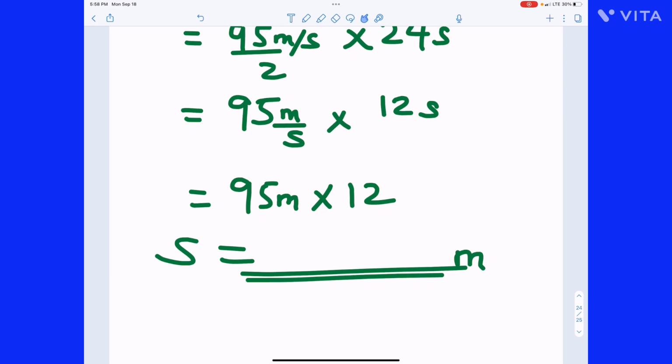I'm going to send an exercise to you to exercise your muscle on this.